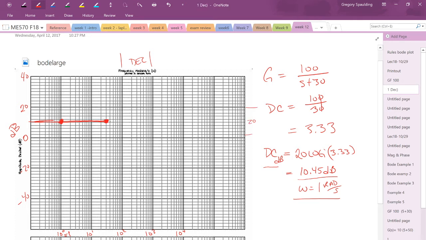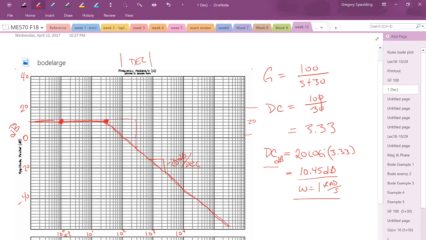So what I'm going to do is go over 1 decade, which will take me to here, and I'm going to go down 20 dB, which will take me to about here, and I know my line has to run through that point. So I come down through like this, and I have no other poles or zeros, so this is just going to continue on forever at a slope of minus 20 dB per decade. Okay, so that is my magnitude plot for my Bode.